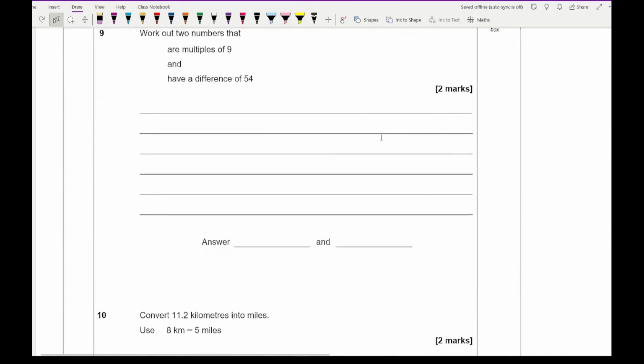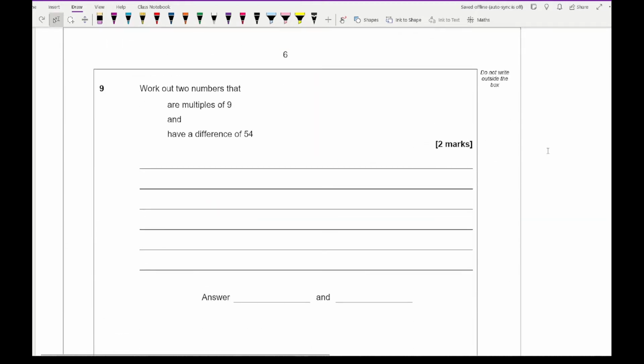Moving on to question 9, it says work out the 2 numbers that are multiples of 9 and have a difference of 54. So you might want to start by actually writing down the 9 times table, and you don't need to go too crazy on this. Let me just go all the way up to 99.